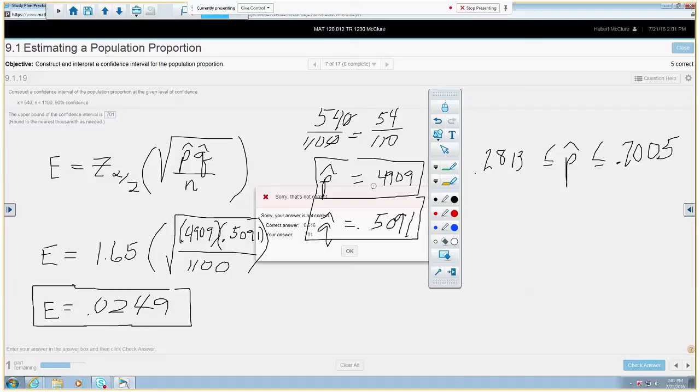Okay, let me do this over now. Somebody add it and subtract it for me. What do you get on the upper bound? .4909 plus .0249. What do you get? .5158. And somebody take .4909 and subtract .0249. What do you get? I need 4 digits.